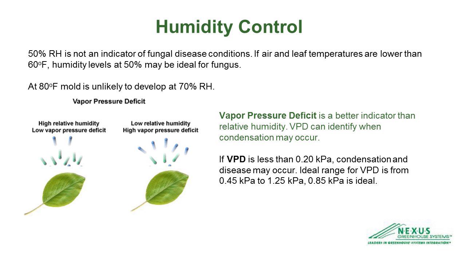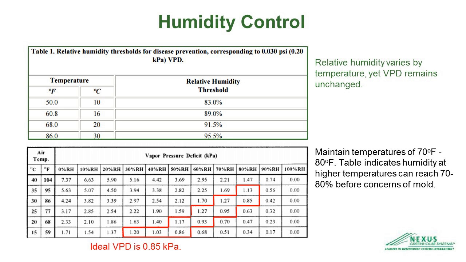So here's a chart that shows the differences in relative humidity if you keep the same vapor pressure deficit for a number of different temperatures. As we mentioned, relative humidity varies by temperature, yet VPD remains unchanged. At 50 degrees Celsius, the same VPD that would be necessary for disease outbreak, 0.03 psi or 0.2 kPa, would be about 83%. However, if you heat up that air, the vapor pressure deficit remains the same, and the relative humidity goes quite a bit higher too.